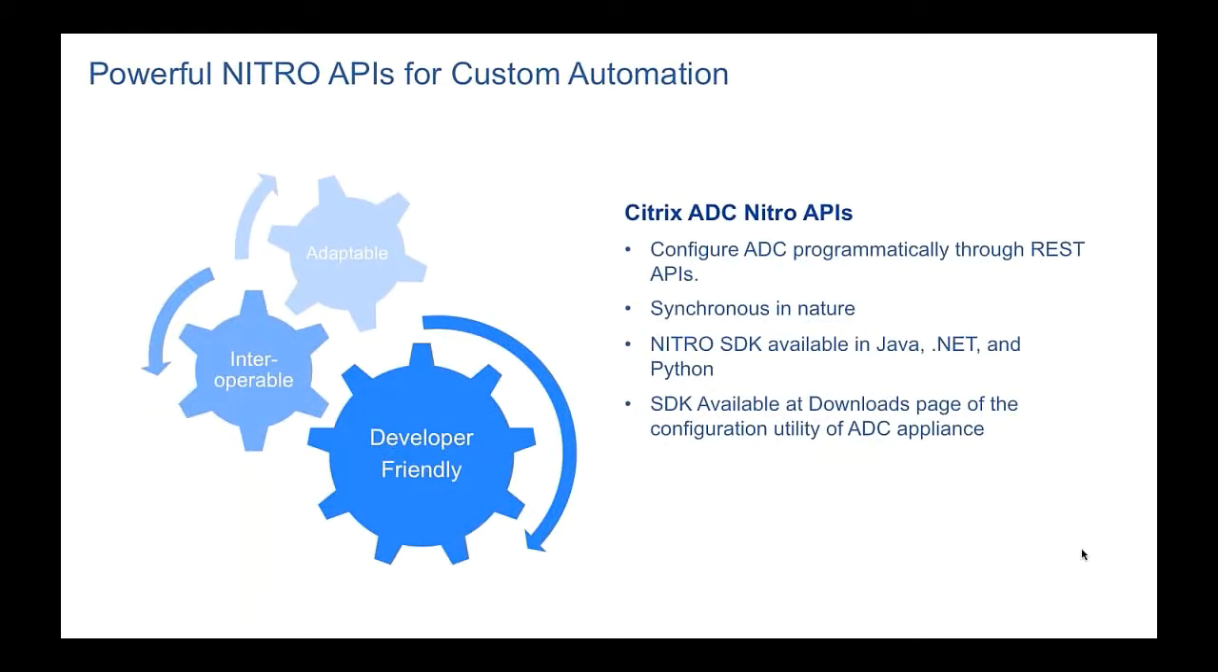Our entire automation framework relies upon Nitro APIs, and you can configure your ADC by calling Nitro APIs. Nitro APIs are synchronous in nature. This means that the client application waits for a response from the Nitro web service before executing another Nitro API. Nitro APIs are particularly useful if you want to write your custom automation framework. To facilitate the same, we provide Nitro API SDK in Python, Java, and .NET. The Nitro package is available as a tar file on the downloads page of the configuration utility of the Citrix ADC appliance.